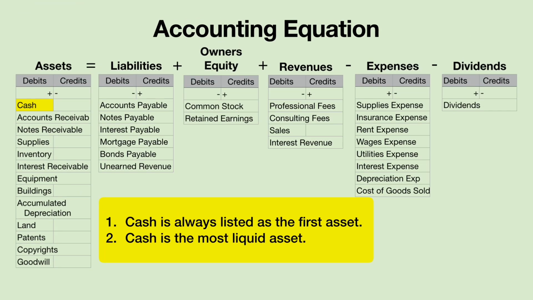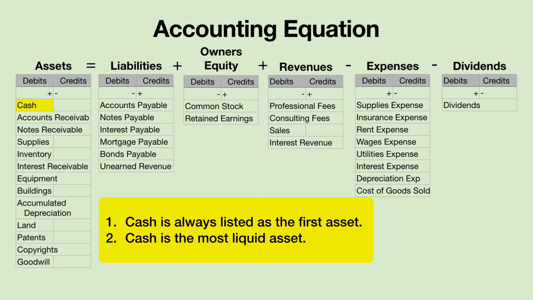Notice that cash is always the first asset listed in the asset category. Cash is first. Cash is king, as they say. Cash is the lifeblood of business. Cash is the definition of liquidity. Everything else's liquidity is measured in how quickly it could be converted to cash.